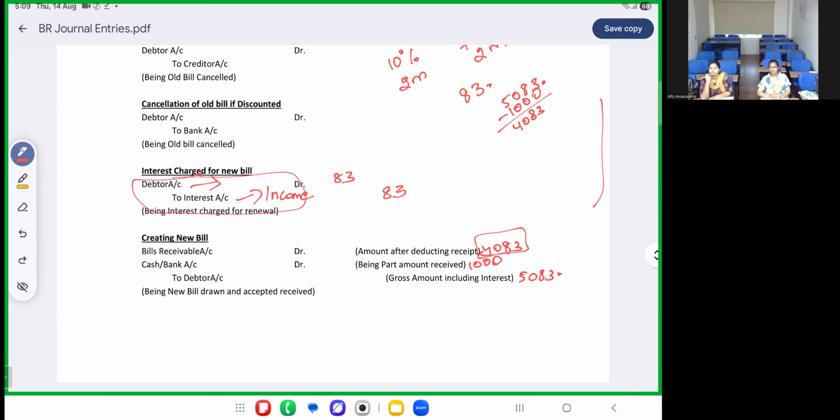Yes. So after cancelling, we'll charge the interest for the new bill, for the new term. They will tell in the question how much rate, how many months, on what amount. So debtor to interest account, we'll charge the interest. After charging the interest, we will create a new bill. Suppose if he has paid some amount, that we will deduct. He has given 1,000 rupees, for example. Then for the rest amount, we'll create the bill, 4,083 rupees. Okay?